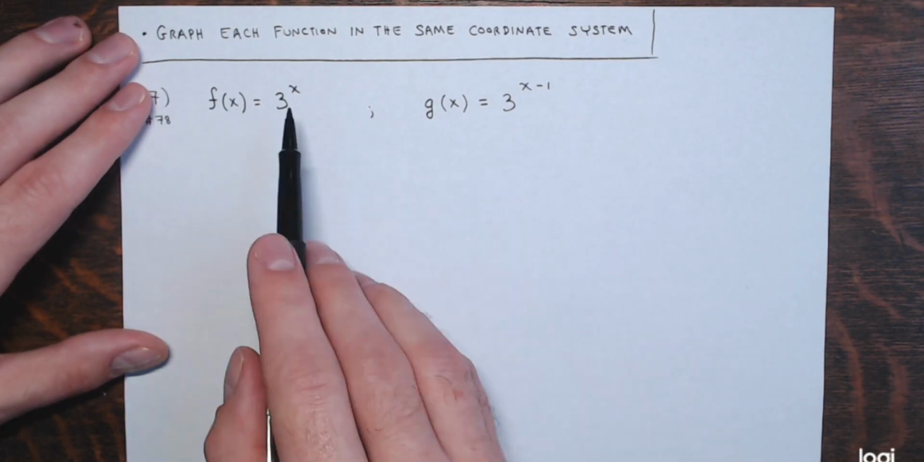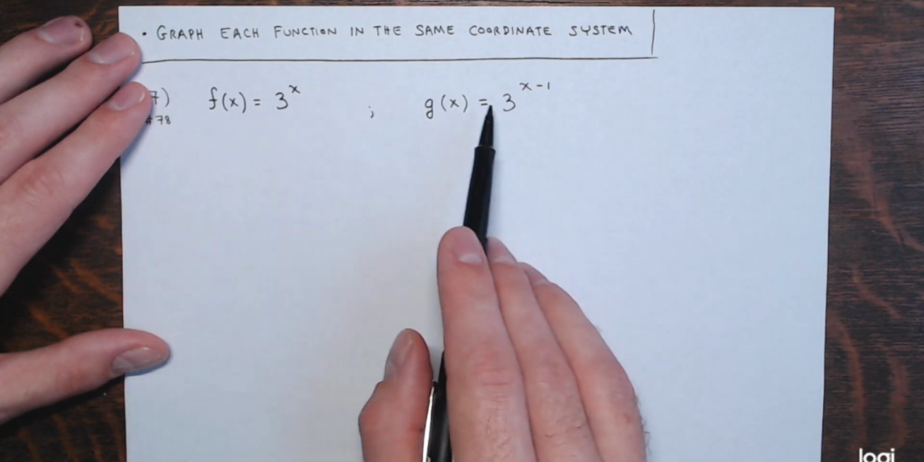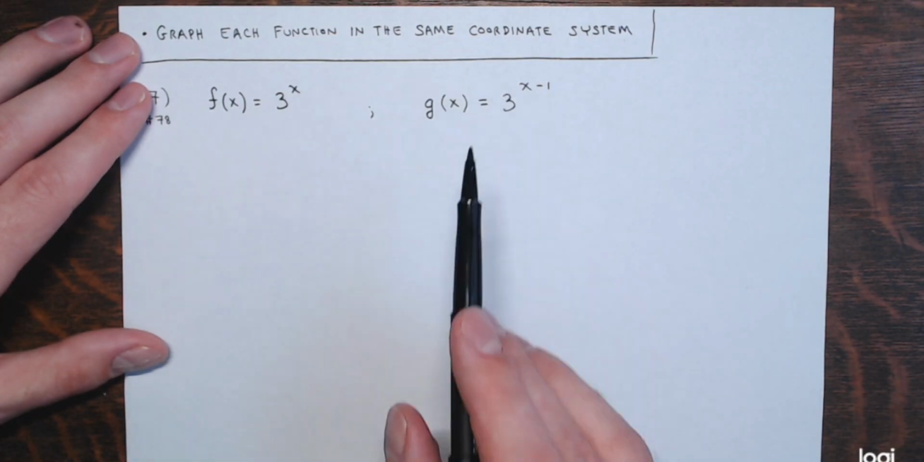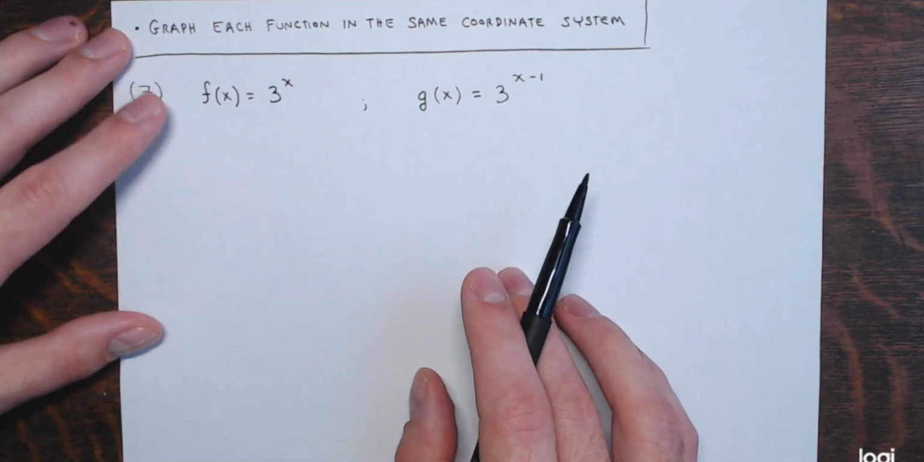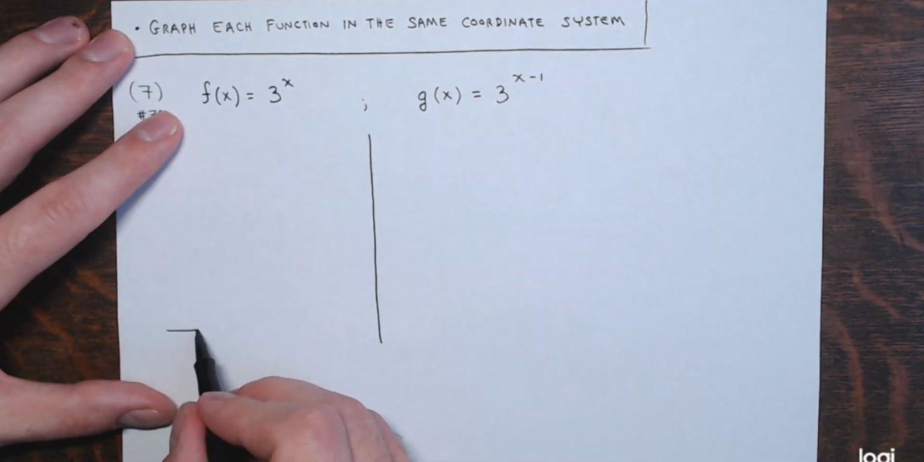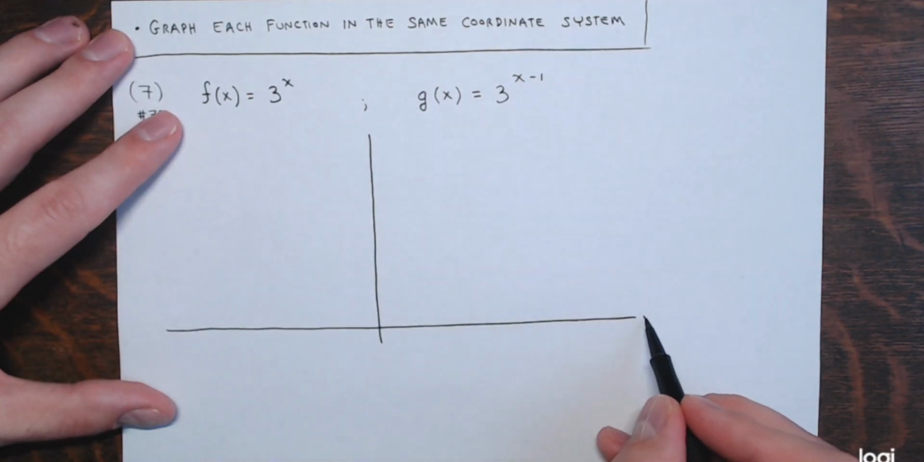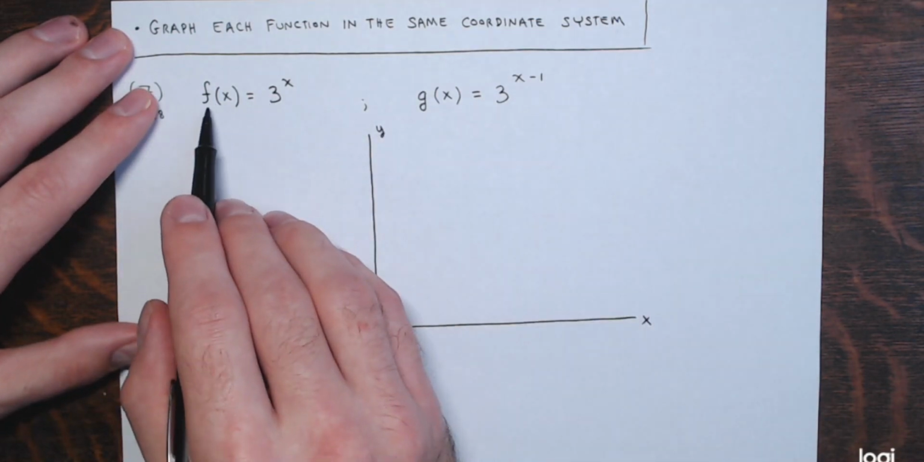Because they both have the same base. Both of these have a base of 3. Just the exponents are different. And we'll see how the graph gets changed. Now, we already graphed this one earlier. f of x equals 3 to the x.